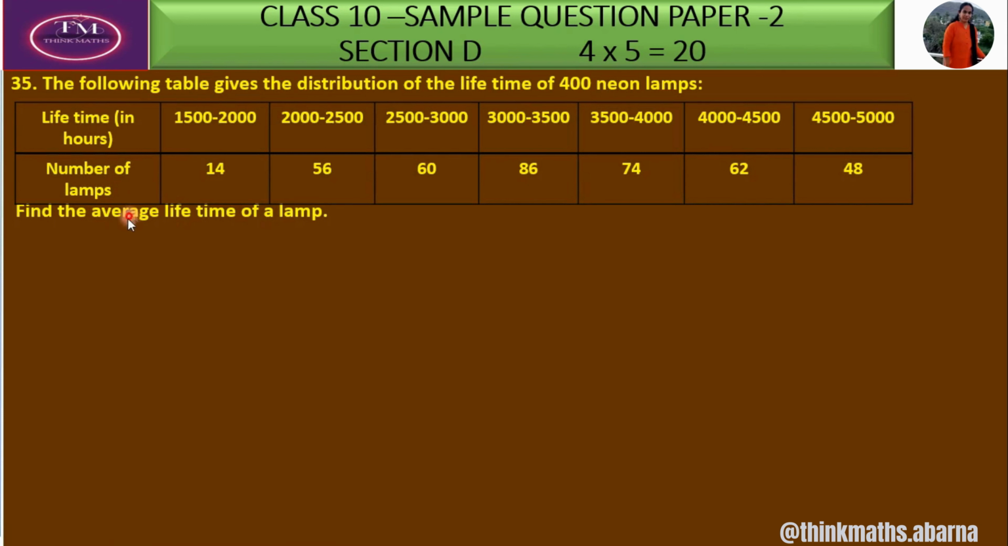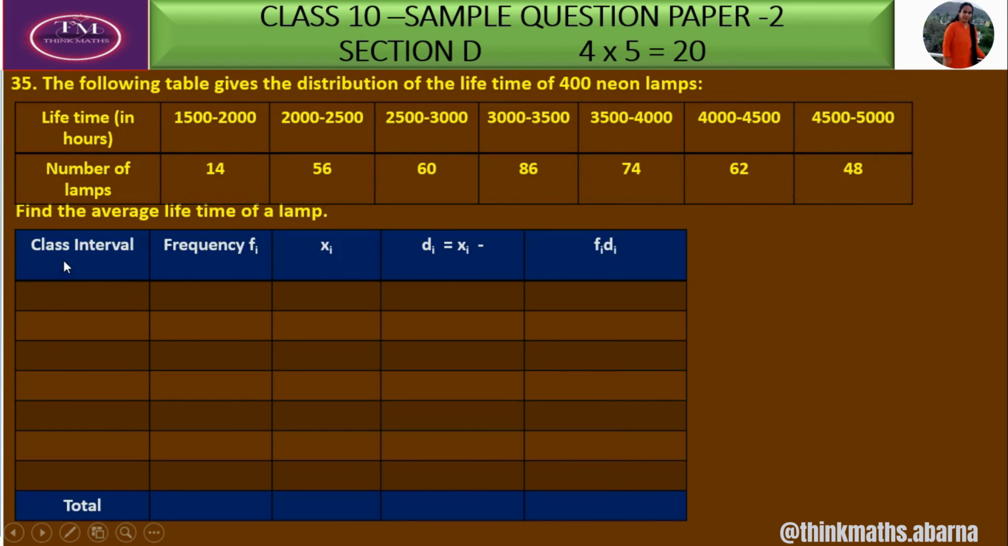Okay, average is nothing but mean. So first let us frame the table. We are going to do this problem by the assumed mean method. As these values are higher, we are going to reduce these values by the assumed mean method. So let us frame the table.